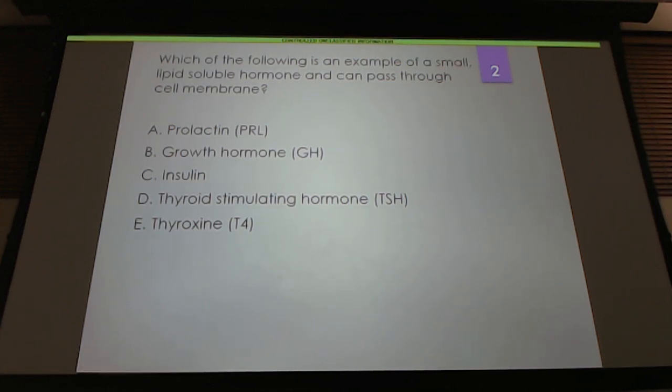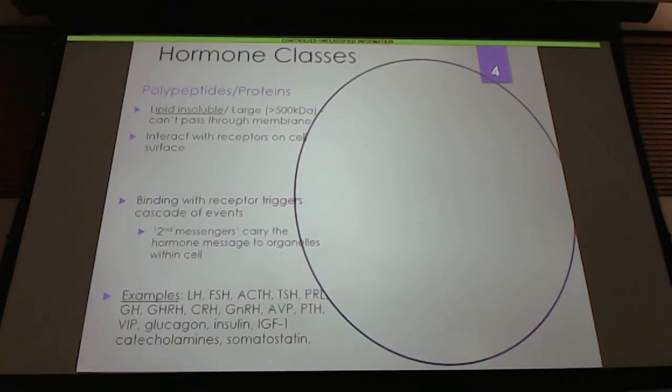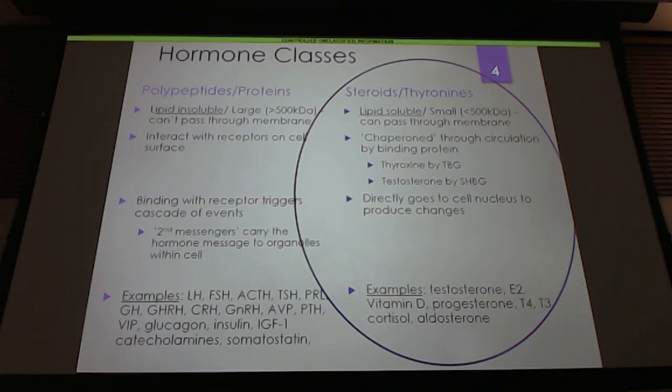Okay, first question. Which of the following is an example of a small lipid-soluble hormone that can pass through a cellular membrane? So remember, those lipid-soluble hormones are those thyroid hormones and steroids, okay? And that will help you. Which one are you thinking? Here in E? Anybody else? Anyone else agree with E? Anyone else think of something else? Right, so I said thyroid and steroids. Yeah, good job. E.